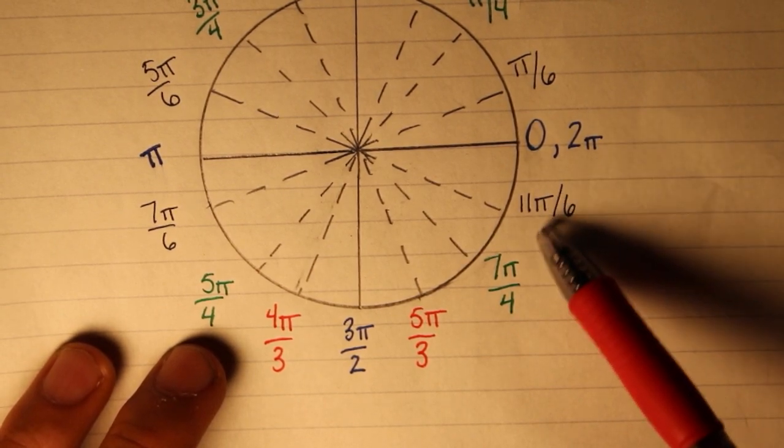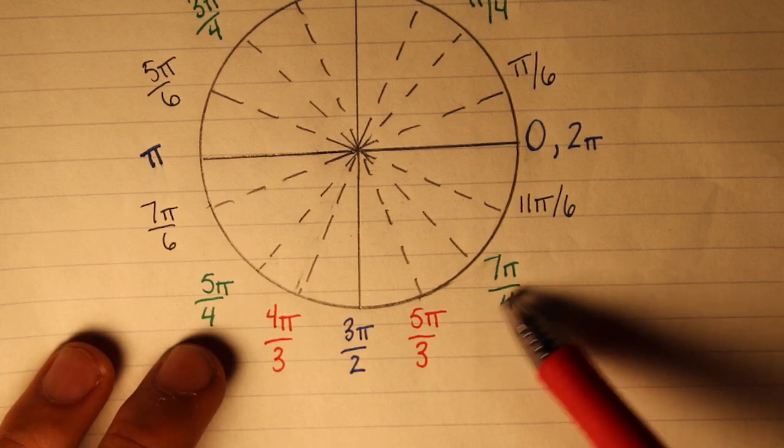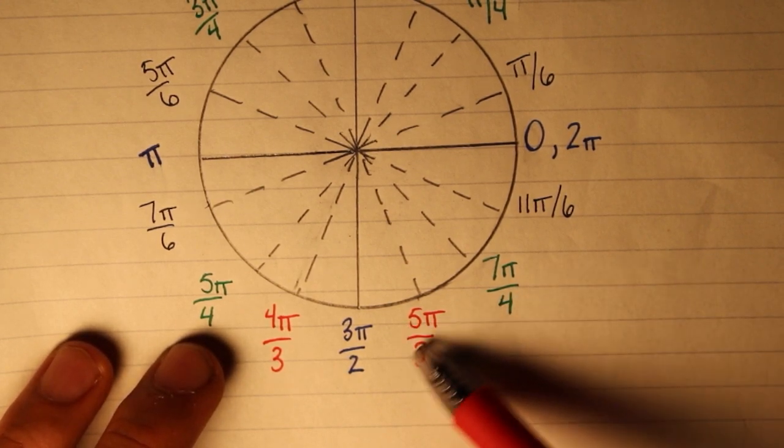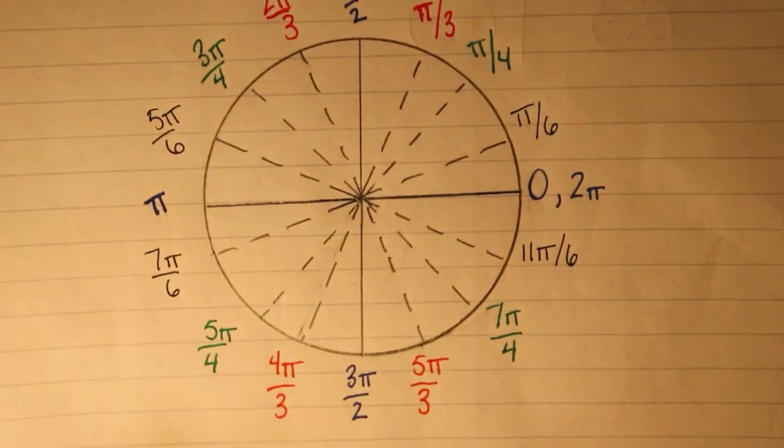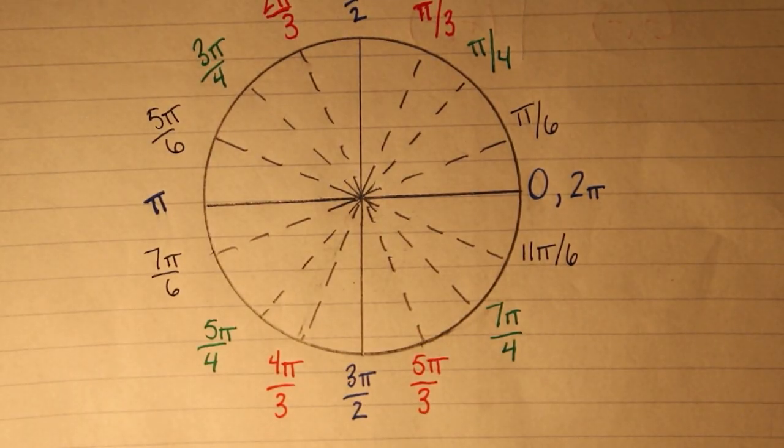We're technically approaching 12 pi over 6 here. We're approaching 8 pi over 4 here. And we're approaching 6 pi over 3 here. And that's how I personally remember the unit circle.